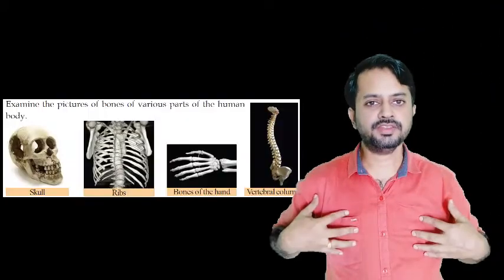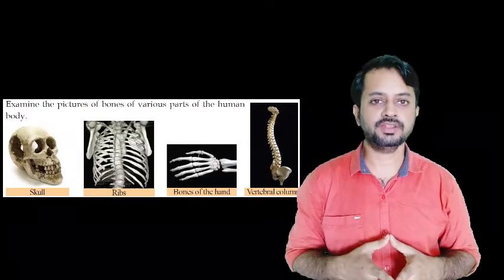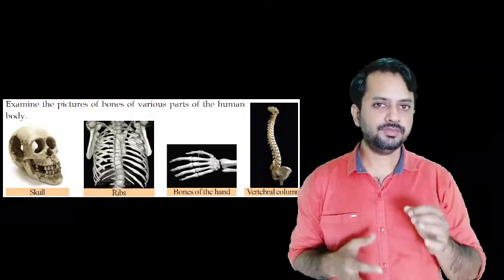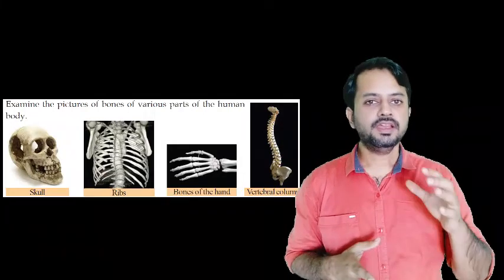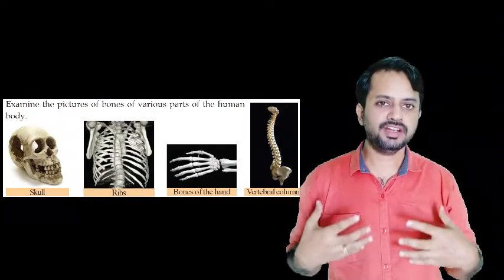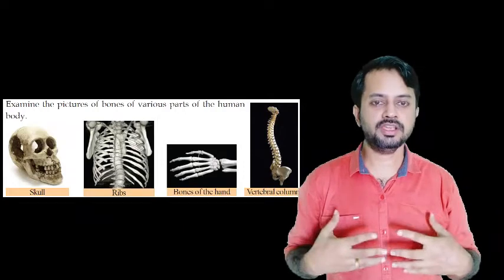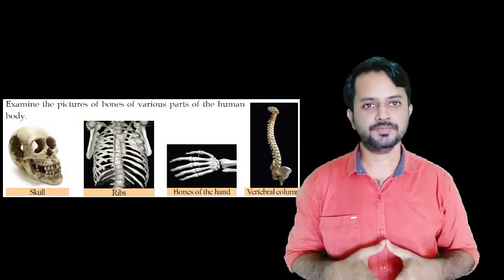Next is our rib cage. Here our chest area is covered with the rib cage. As the name says, it works as a cage-like structure, as you can see. Inside the rib cage, our lungs and heart are protected. So this rib cage is protecting our lungs and heart.